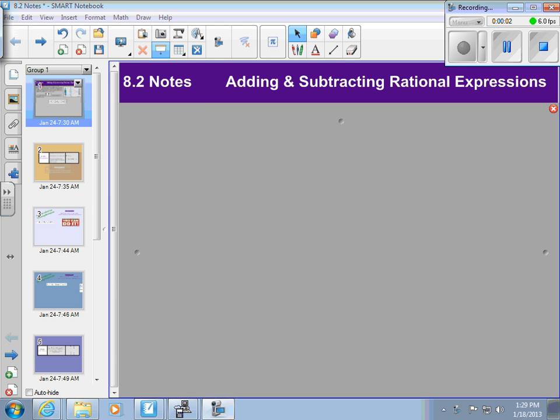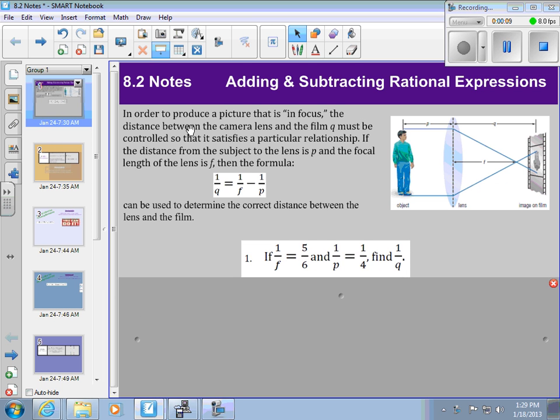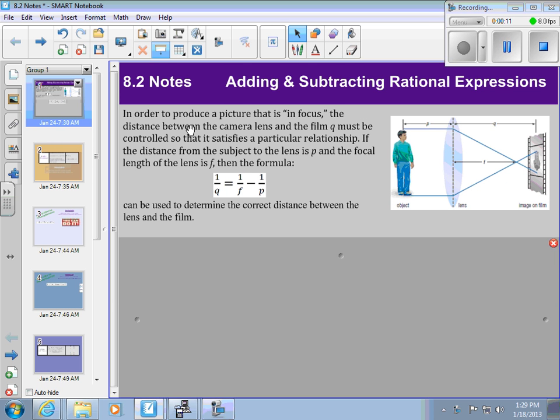So far in this chapter, we've looked at simplifying rational expressions. Today, we're going to look at adding and subtracting rational expressions. Our first problem here is a word problem.